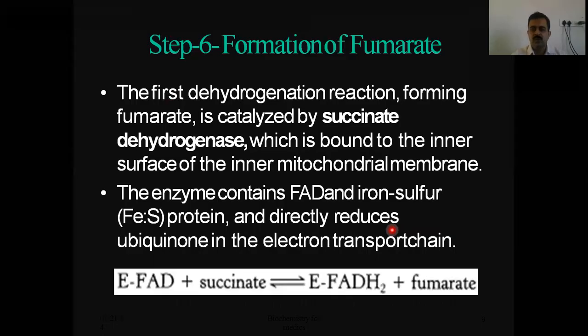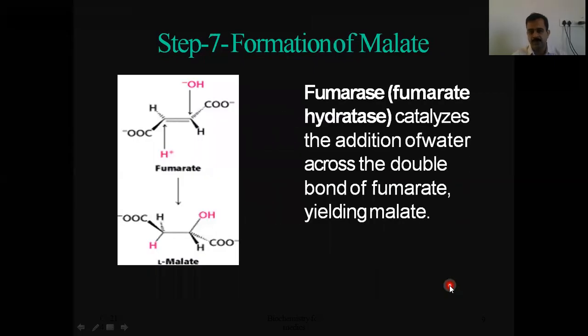Next step, formation of fumarate. The first dehydrogenation reaction, forming fumarate, is catalyzed by succinate dehydrogenase, which is bound to the inner surface of the inner mitochondrial membrane. The enzyme contains FAD and iron sulfur, Fe-S, protein, and directly reduces ubiquinone in the electron transport chain. See here, FAD with succinate, FADH2, the high energy compound has been generated and fumarate has been generated.